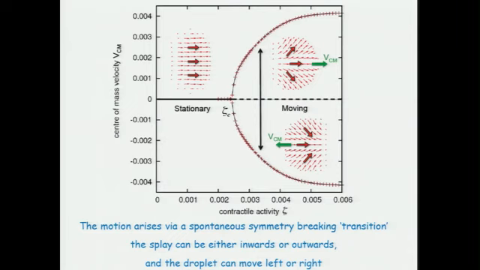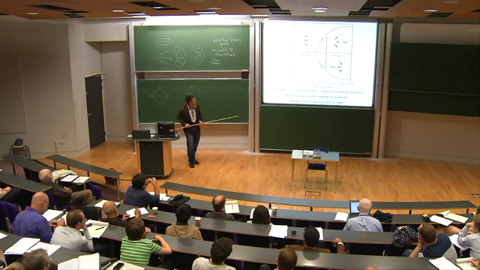This is known in nonlinear dynamics as a supercritical Hopf bifurcation. So for us physicists, it's like a second order non-equilibrium transition. Okay.